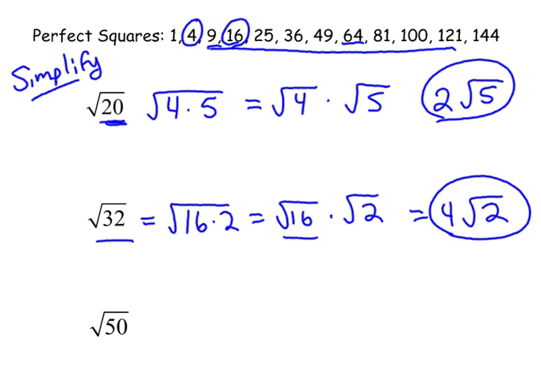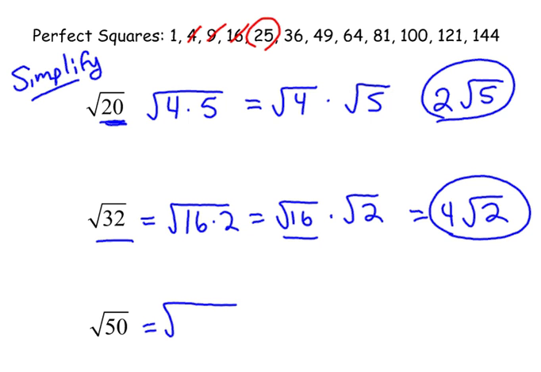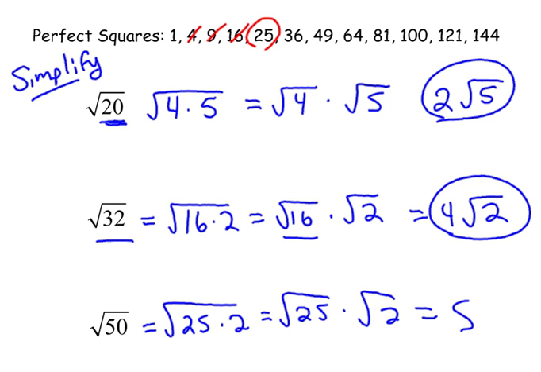And the last one we're going to do here is the square root of 50. When we go back to our list, and we want to know which ones are factors of 50. 1 is, of course, 4 is not, 9 does not go into 50, 16 does not go into 50, 25 does. So we're going to break this up into the square root of 25, and 50 is 25 times 2. So we're going to write 25 times 2. Then we'll break that up, the square root of 25 times the square root of 2. The square root of 25 is 5. And we can't simplify the square root of 2, so 5 times the square root of 2. And that's how you simplify square roots.